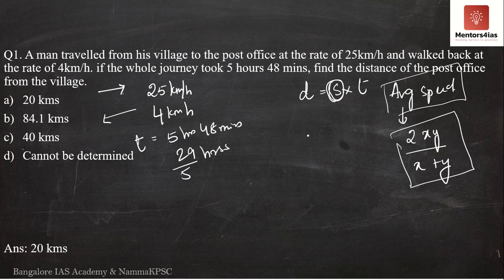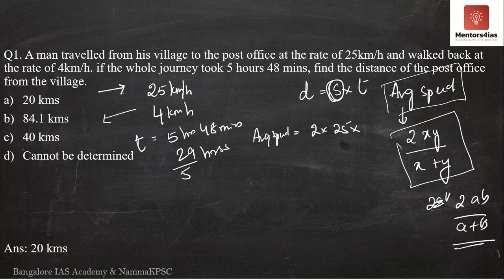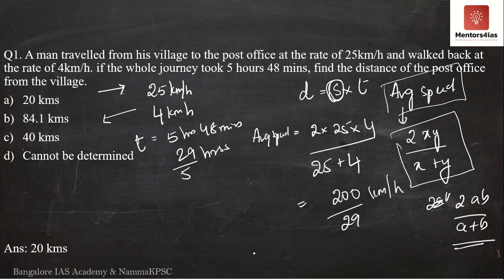So what is speed or average speed? Average speed is 2xy divided by x plus y. So average speed is nothing but 2 into 25, or you can write it as 2 into ab divided by a plus b, whatever it is. It is the same thing. 2 into 25 into 4 divided by 25 plus 4. What do you get? 2 into 25 is 50. 50 into 4, 5 4s are 20, plus 0, it is 200, 200 by 29. The 200 by 29 kilometers per hour.